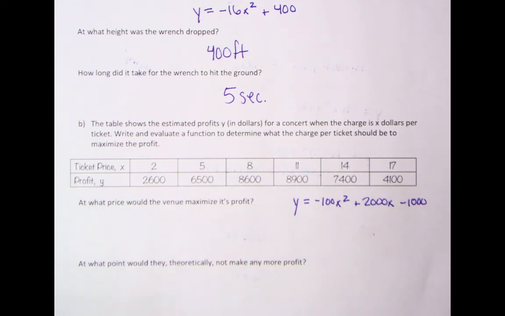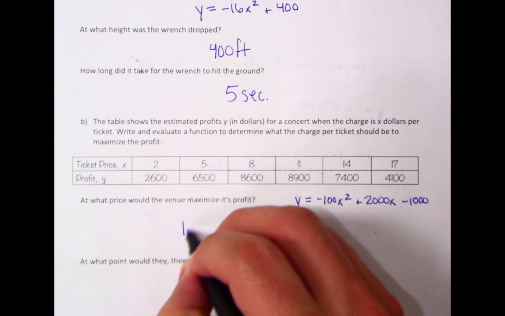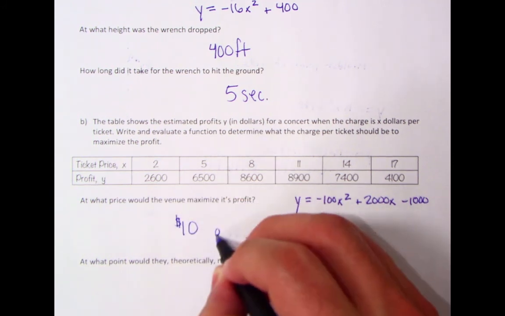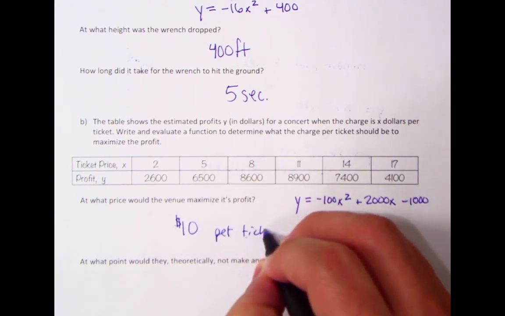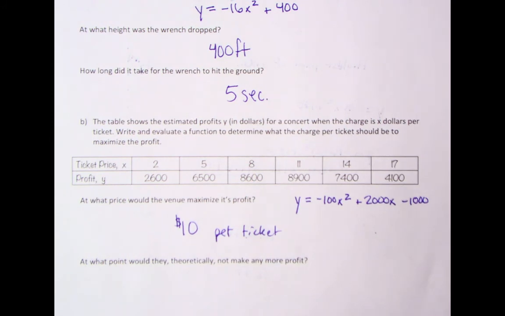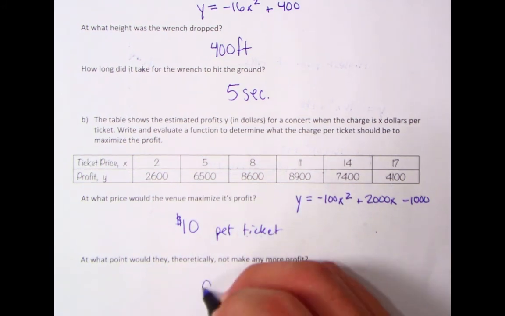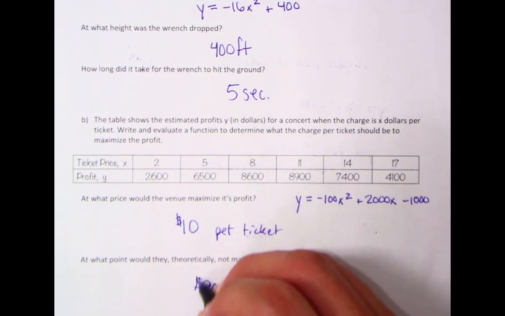And you can do that by just clicking on the vertex. If you're in Desmos, you can click on the vertex, and it looks like the perfect price point to maximize their profit is $10 per ticket. Okay. And at that price point, theoretically, how much profit would they make? And that's just the y value. They'd make $9,000.